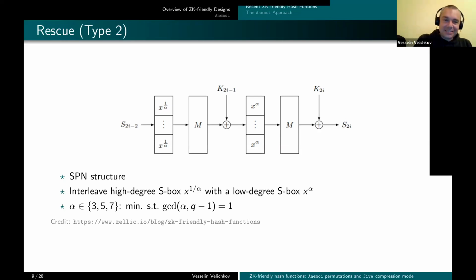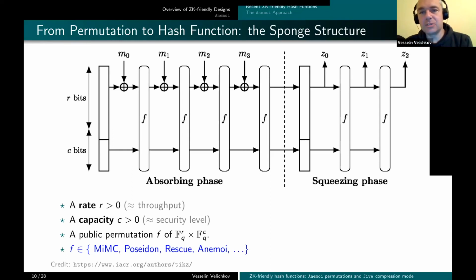Yeah, okay. So that's an important part because it's extensively used, and we also use it in our Anemoi design. So that's the sponge structure, and that's what is used in the Keccak hash function. Essentially, the sponge structure is a nice way to turn a public permutation into a hash function. So what you are seeing here is a public permutation f that is iterated multiple times. In the very beginning, you have an input state, which is public, so it's a known value. Typically, it's 0. And this public state is divided into two parts, the rate and the capacity.